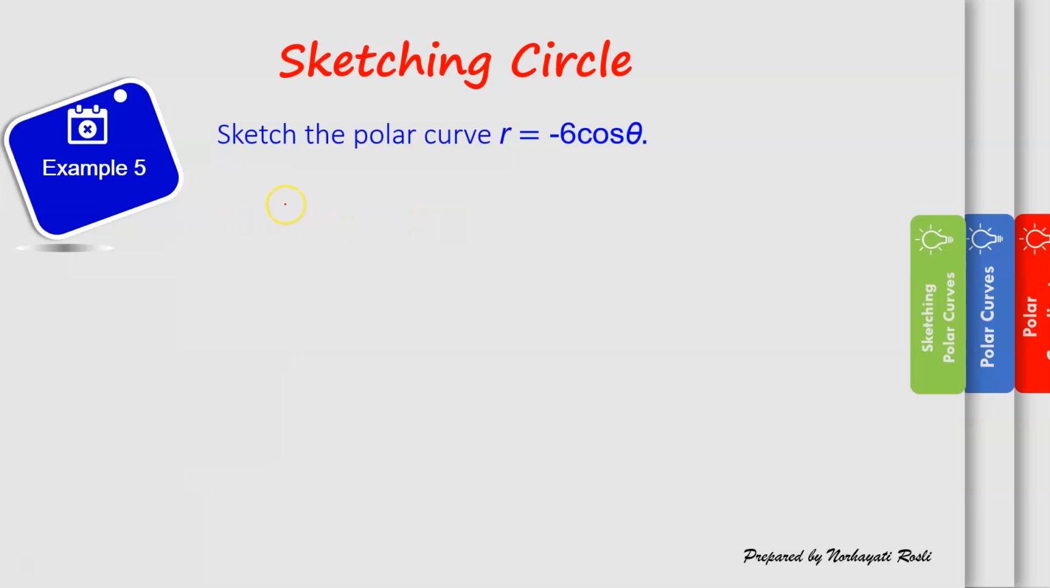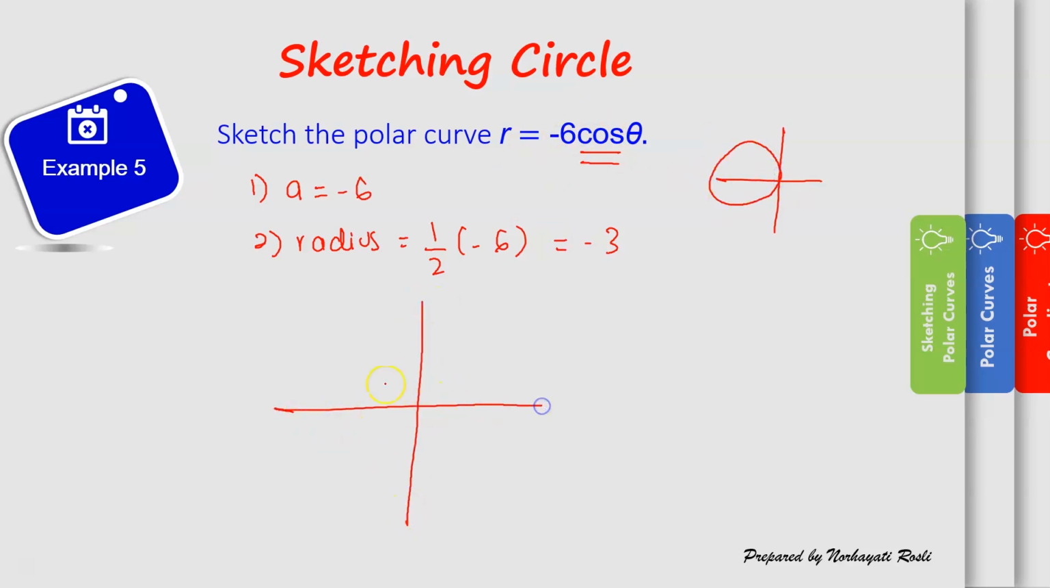Then we go to the last example, where we want to sketch the polar curve r equal to -6 cos theta. In this case, our a is equal to -6, and then our radius should be equal to 1 over 2 times -6, that is -3. In this case, we have a cos function. So, in general, when we have cos, it should be on the x-axis, but because this a is negative, it is on the negative side, something like this. When we plot here, the diameter is -6, which means that somewhere should be here -6. And then for the y-axis, 3 units above and 3 units below, so we will have this kind of circle.